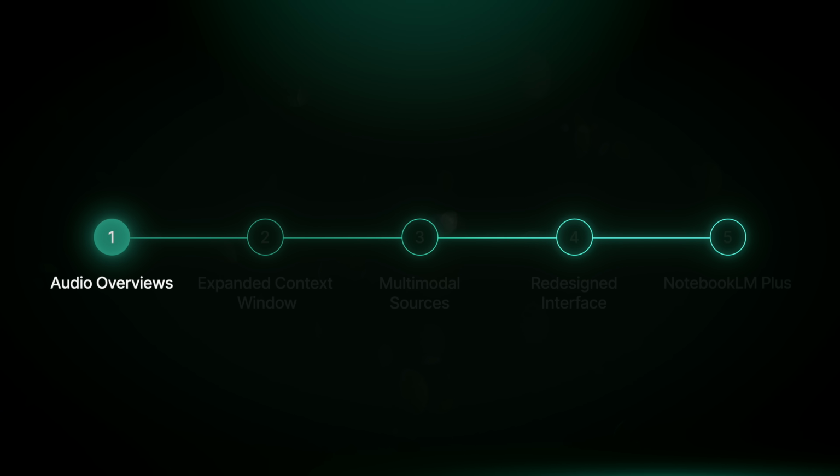Next up, we have feature number 2, which is an expanded context window. I know this might seem like a boring back-end technical feature. You're like, why do I care about this? I don't even know what a context window is. But this is in some ways actually the most important. This single seemingly back-end technical feature completely, radically changes what is possible with AI.